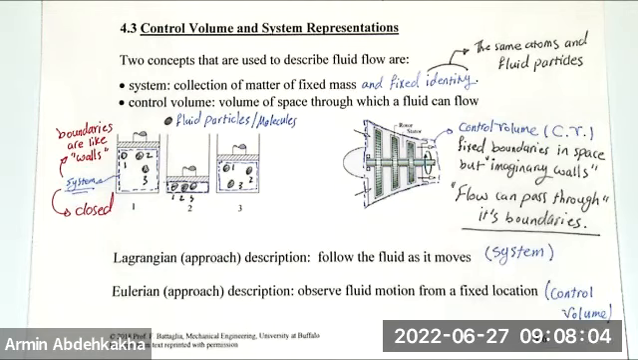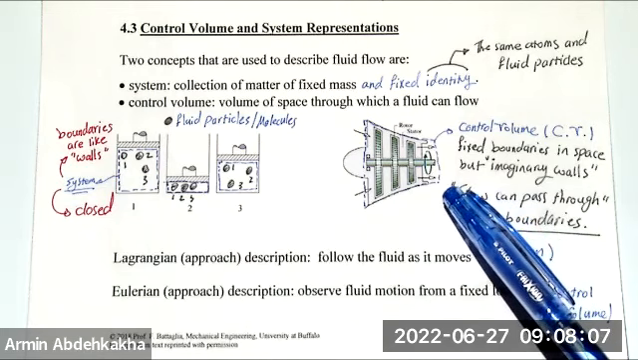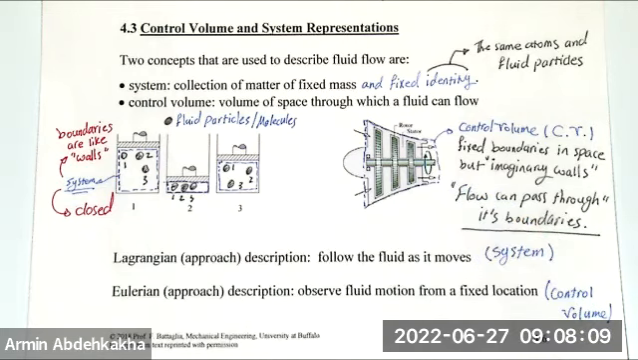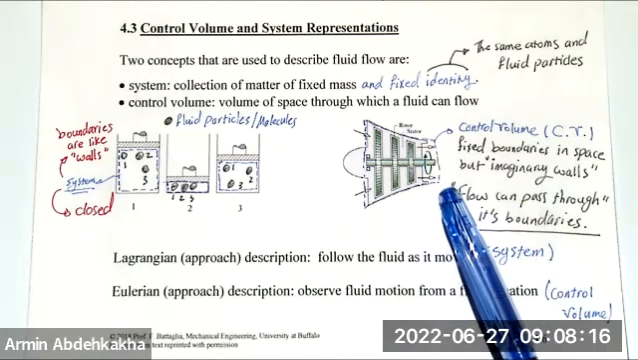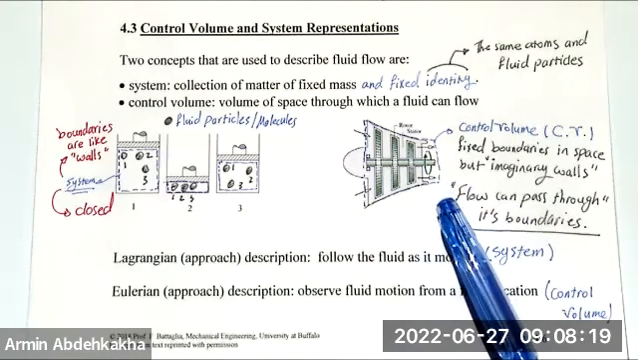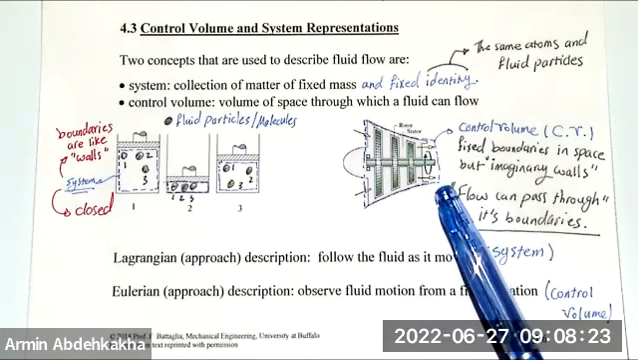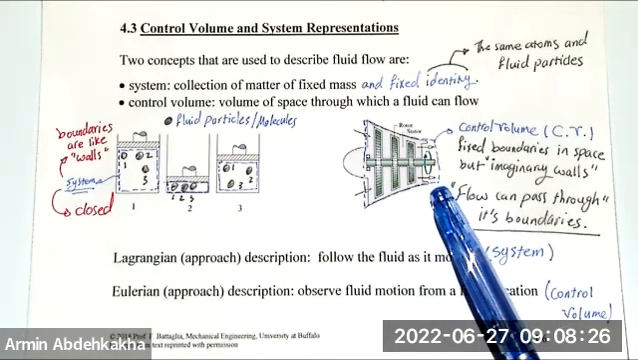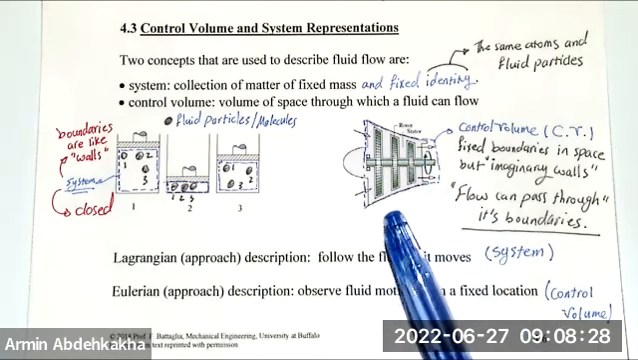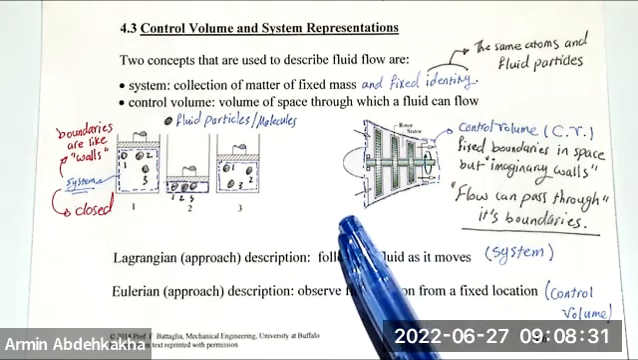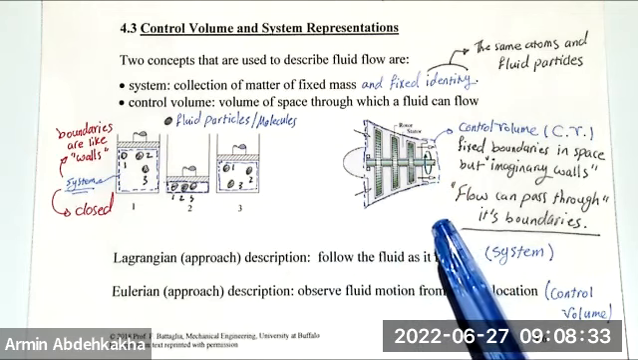The control volume, you will consider an imaginary wall in the space that is fixed. So you don't care where the fluid particles are coming from, and which of those are coming and going out. You will fix your control volume in space, and you wait here and see how the fluid comes in and goes out.